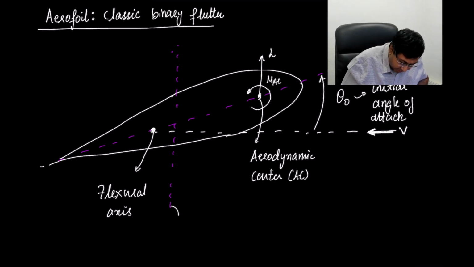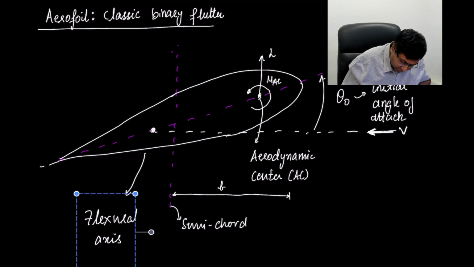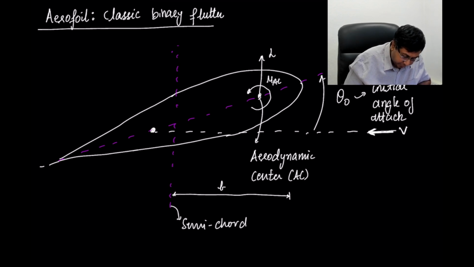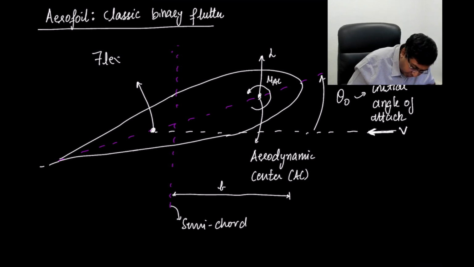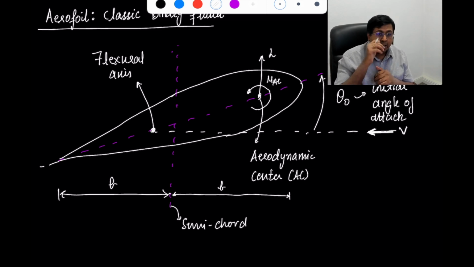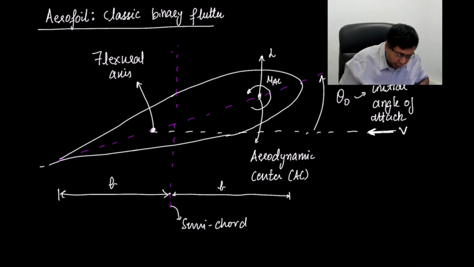Further, we have defined something called a semi-chord. Let's say the distance is b to the end of the airfoil on either side. Let me just move this a bit here. Or flexural axis. And our semi-chord length b. Okay, and since we are looking at aerodynamics here and we are looking at dynamic aeroelasticity, we also want to understand how the inertia is playing a part. So let's also define a center of mass.